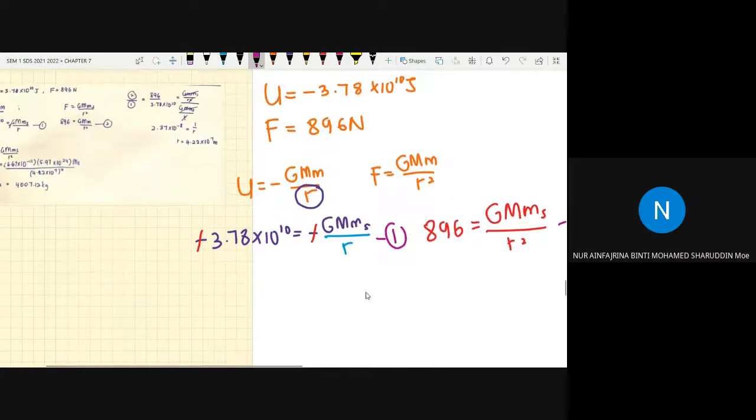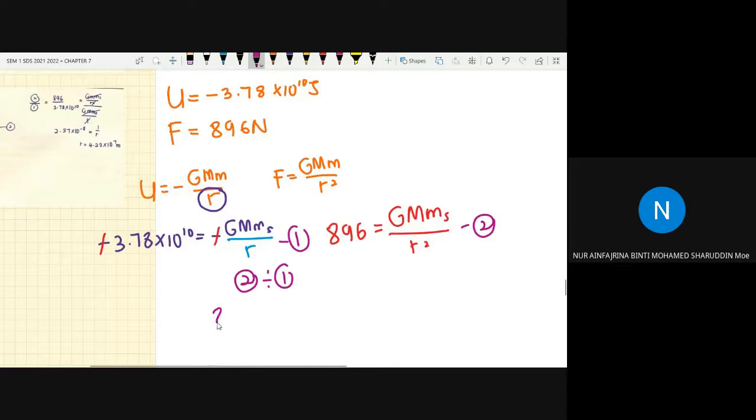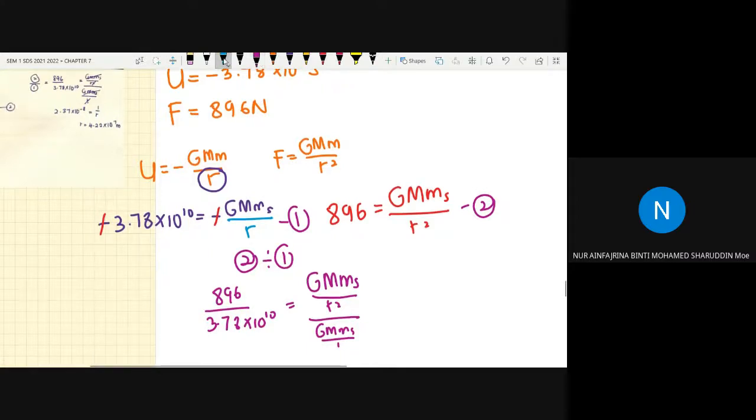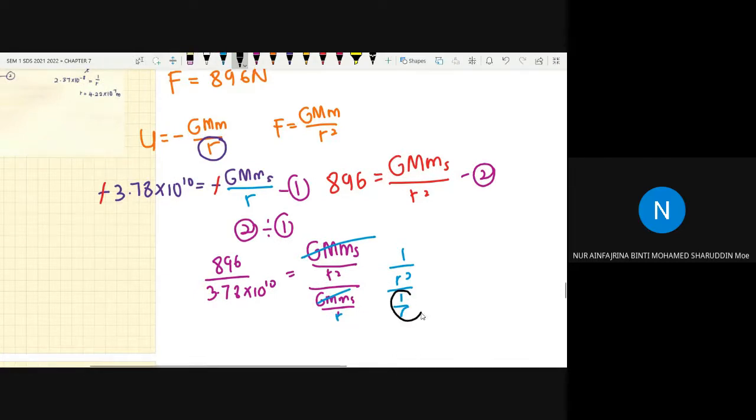So, apa yang awak akan buat? Awak akan ambil second equation bahagi dengan first equation. So, awak akan dapatlah 896 over 3.78 times 10 to the power of 10 equals to G mass of satellite bahagi dengan R squared bahagi dengan G M_E S over R. So, awak boleh potong semua yang dekat atas ini. Awak akan tinggal dengan 1 over R squared, 1 over R. And kita tahu, kalau kita divide macam ni, sebenarnya dia adalah 1 over R squared darab dengan R over 1. Di mana awak akan dapat R over R squared.